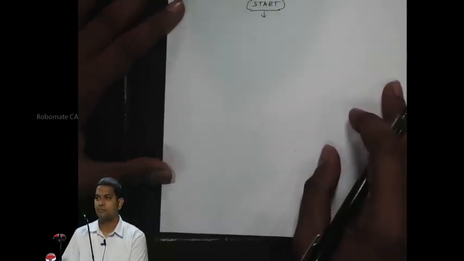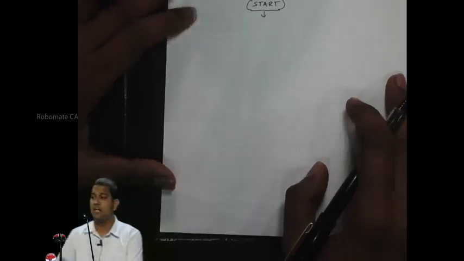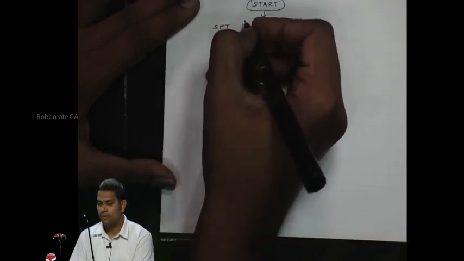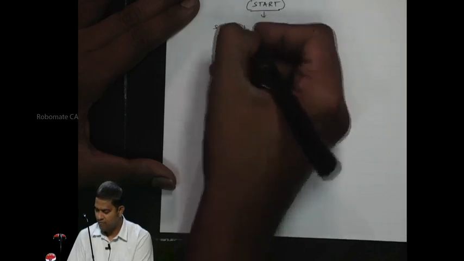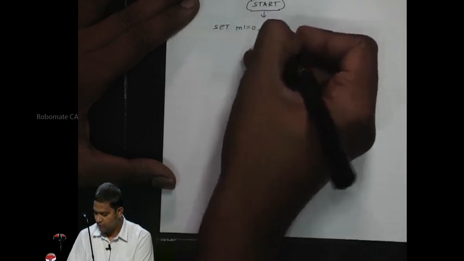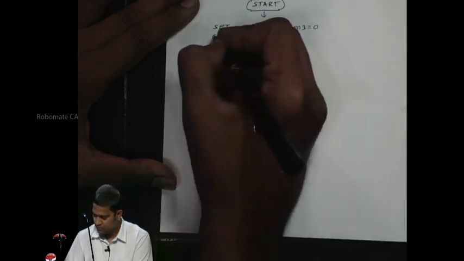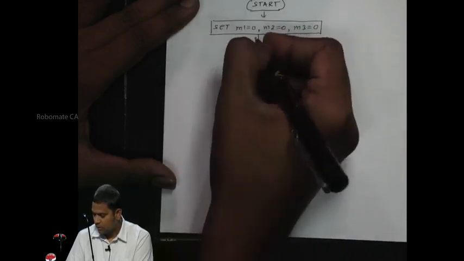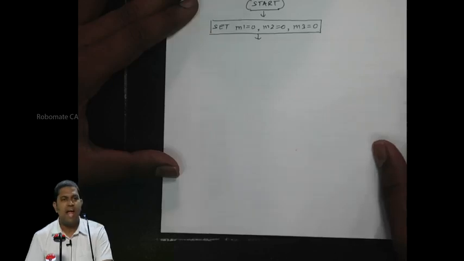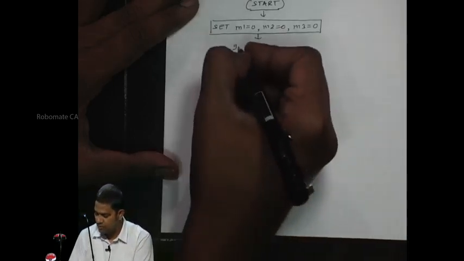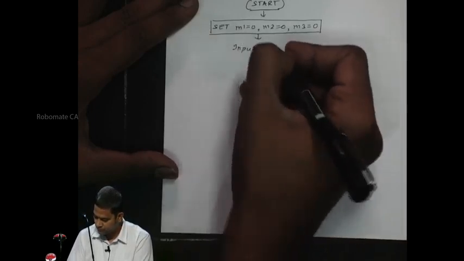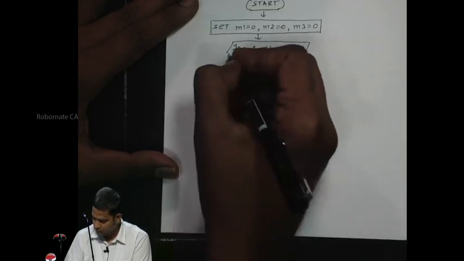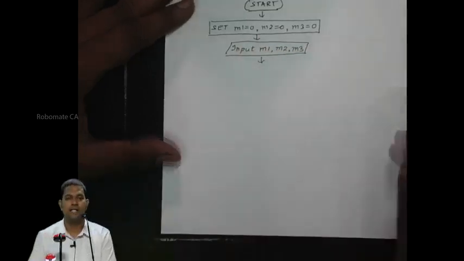Start. Then we require certain variables. So we say set. Marks in 3 subjects are required to be accepted. Don't write, wait. M1 equal to 0, M2 equal to 0, M3 equal to 0. Once all the variables are declared, can we accept the values in these 3 subjects? So we say input. Right? The data is accepted.